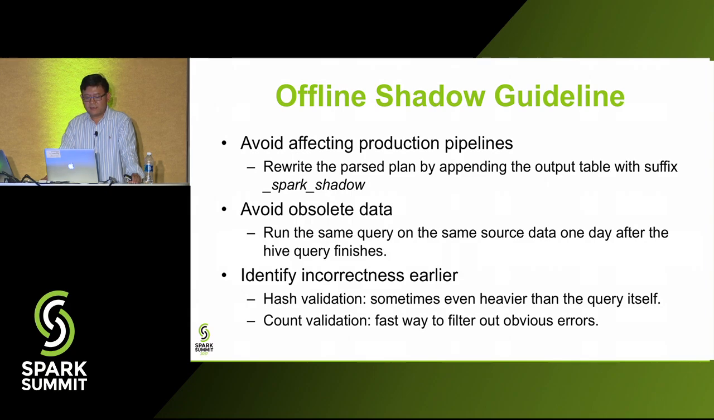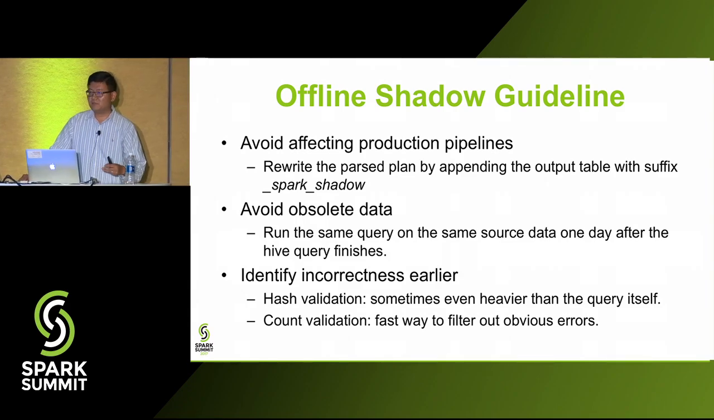We have the hash validation. Hash validation calculates the hash value for each column of the row, then generates the digest for the whole table. Then we compare the digest between the Hive and the Spark output table. If they are the same, we are pretty sure they are semantically equal. They have the correct result. But hash validation is very heavy, sometimes even heavier than the pipeline itself, because we need to calculate the hash.